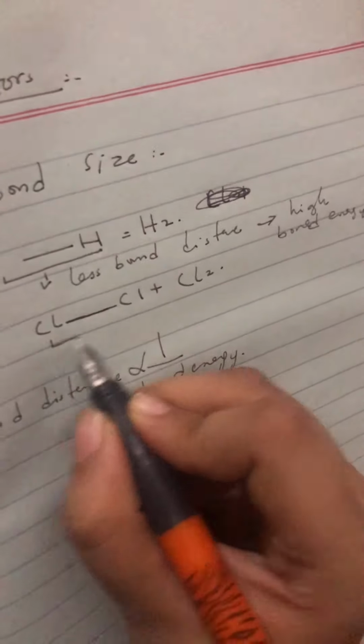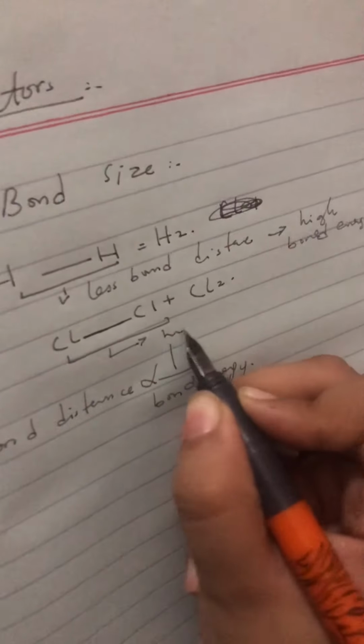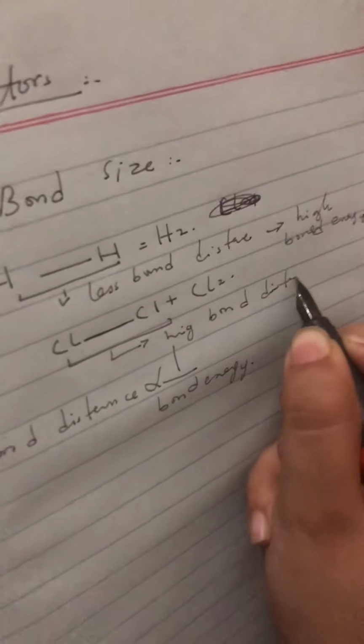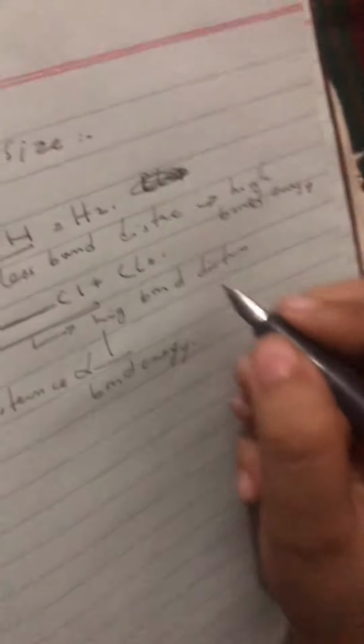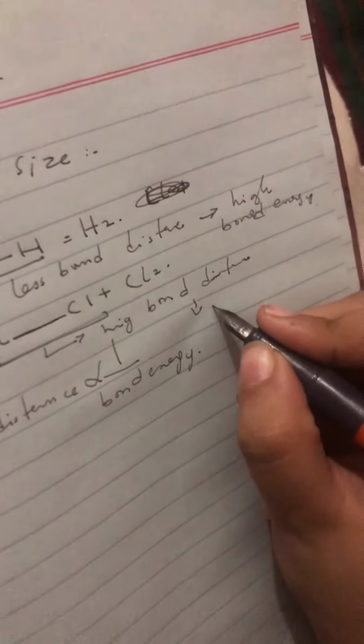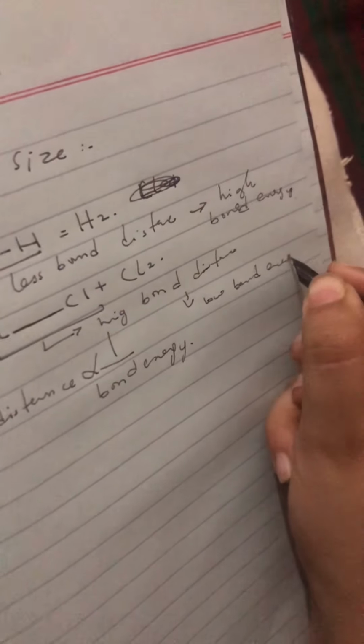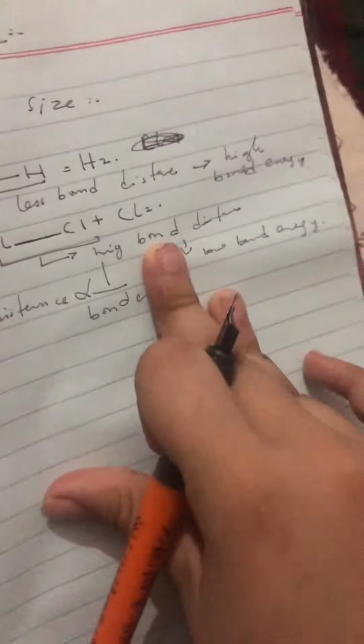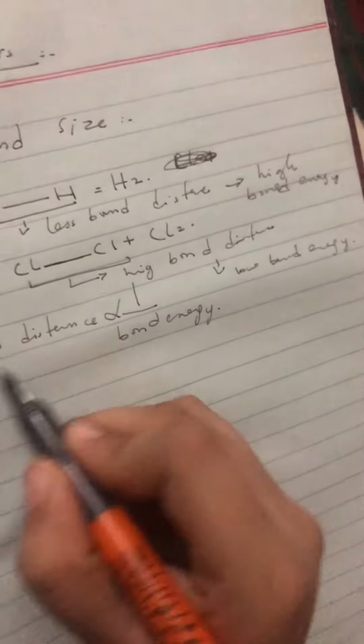Now here we see chlorine has the high bond distance, so it will have low bond energy, like it will need low energy for breaking this bond. So the bond distance is inversely proportional to the bond energy. So this was the one, that was the bond size.